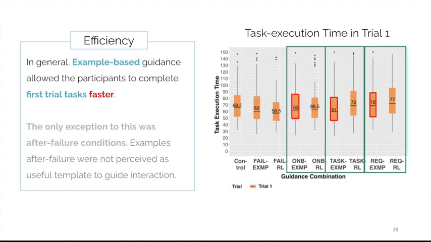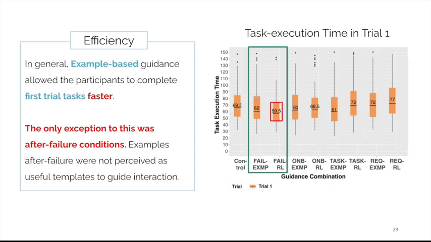We also found that participants who were exposed to example-based guidance spent less time in the first trial than their rule-based counterparts did. In this figure, we can see that in 3 out of 4 timings, service onboarding, task intro, and upon request, the example group, circled by red lines, had shorter task time compared to the rule group. Nevertheless, failed timing was the only exception to this phenomenon.